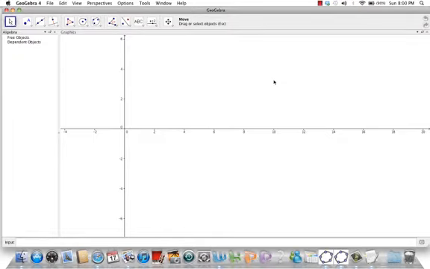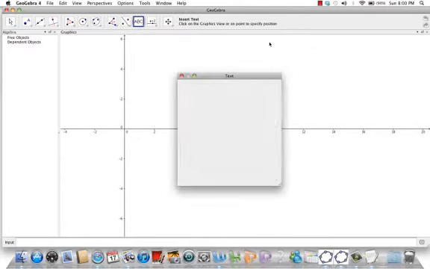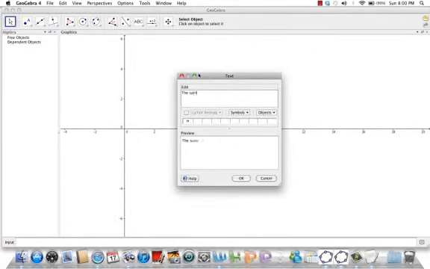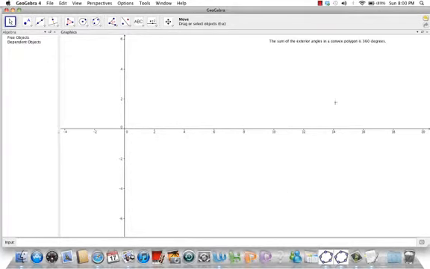Alright, so we are going to demonstrate the fact that the sum of the exterior angles in a convex polygon is equal to 360 degrees. So first let me just write down the text here so that we don't forget. The sum of the exterior angles in a convex polygon is 360 degrees. So it's right here. Don't forget.